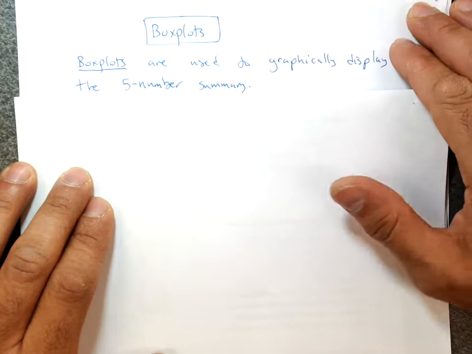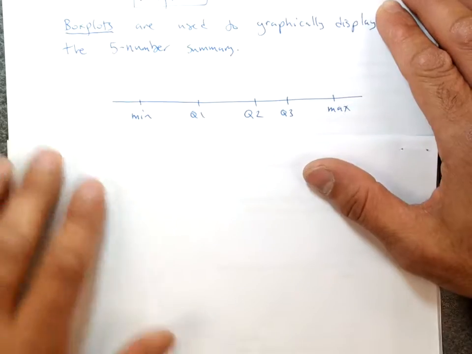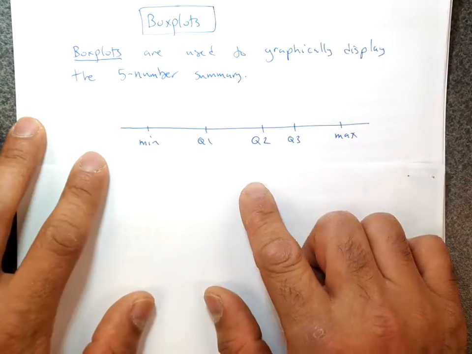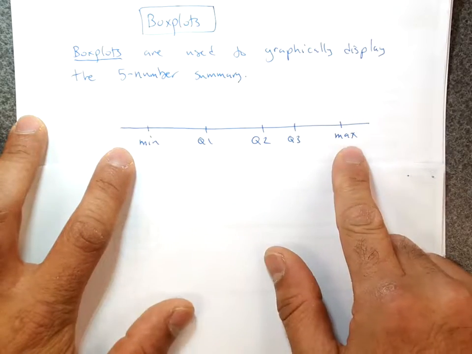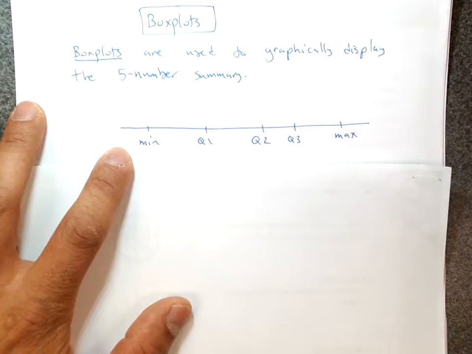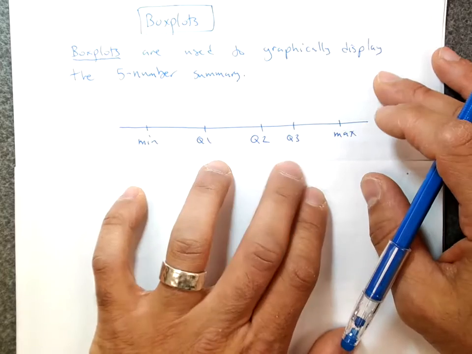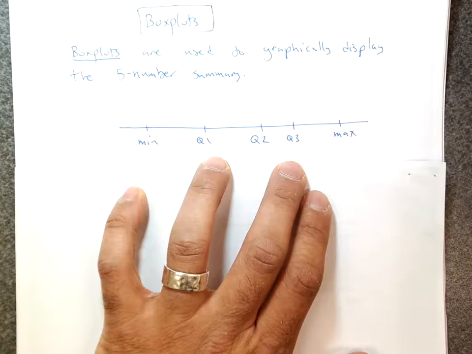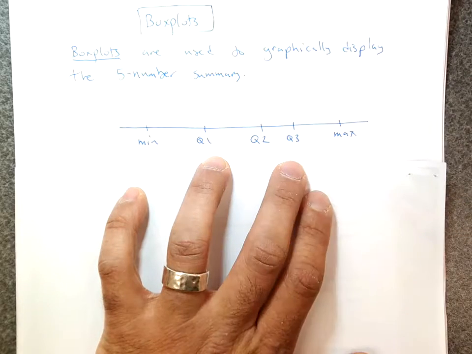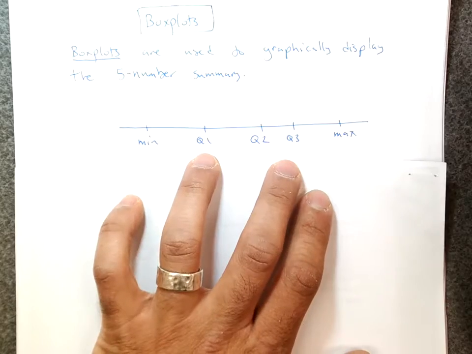All right, so here's how they're drawn. Let's say I have a number line, and my 5-number summary values are somewhere on the number line, let's say here. This is also sometimes called a box and whisker plot because it's made up of a box and two lines that are called whiskers. Okay, so here's what we do.